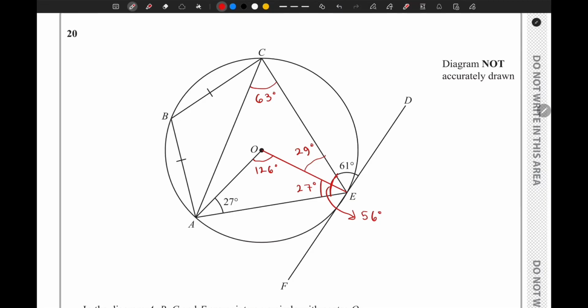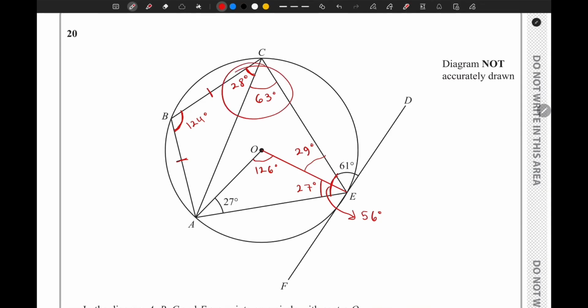Now, if you look closely, this is also a cyclic quadrilateral, which means that if you subtract 56 degrees from 180 degrees, you will get the value of the opposite angle, which is this one, that is 124 degrees. And these two have the same length, which means the value of these angles will be the same. So 180 minus 124 divided by 2 gives us 28 degrees.